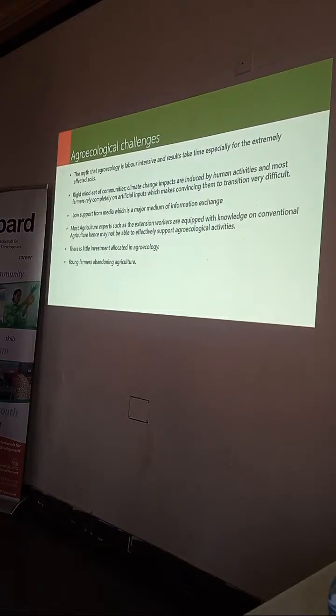There is little investment allocated. This one is our biggest problem. If you check the money, even funders, agroecology can be given $50,000 US. Conventional is given $2 million US. And the conventional guys ask you, where is the proof? Where is the proof? But you have 50,000. What can you do with 50,000? Okay.